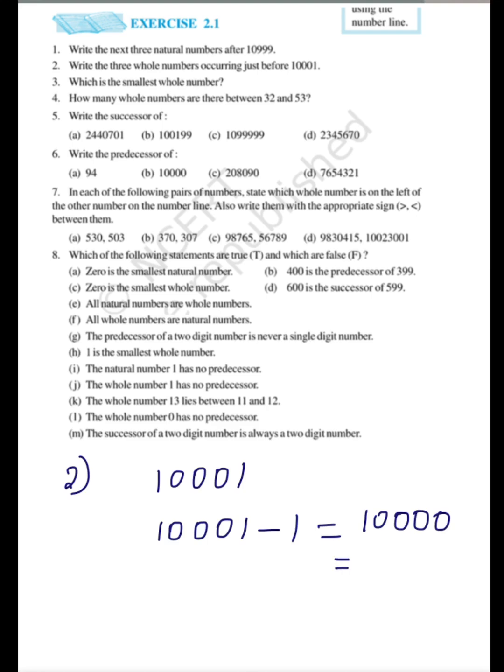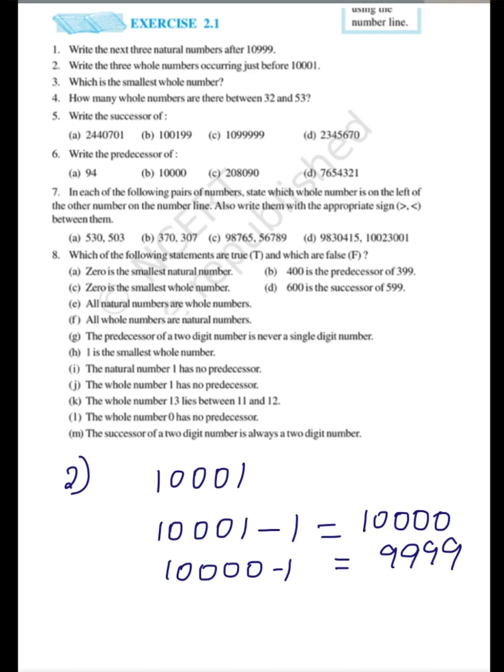Now what about the number just before this 10,000? That means you have to just subtract 1 from this 10,000. Then what will be the answer? You have to just transform the zeros to 9. So 9,999 will be the answer. Understand? To find the predecessor, it's very easy.